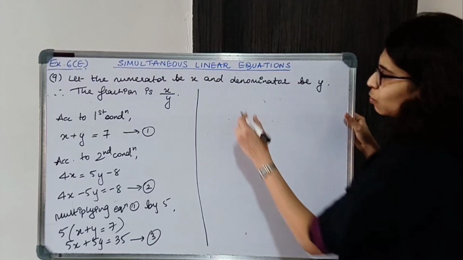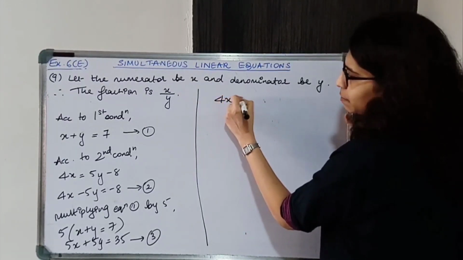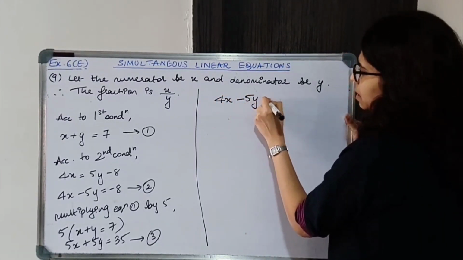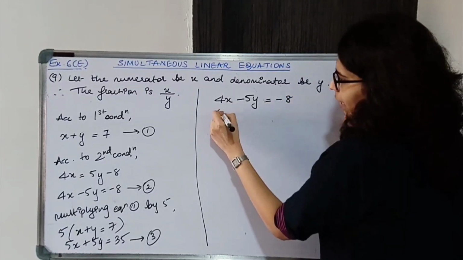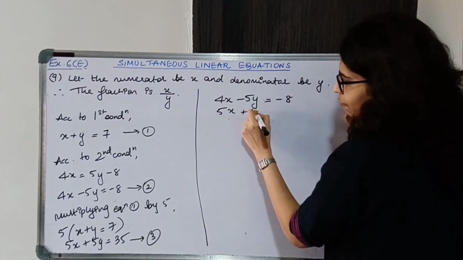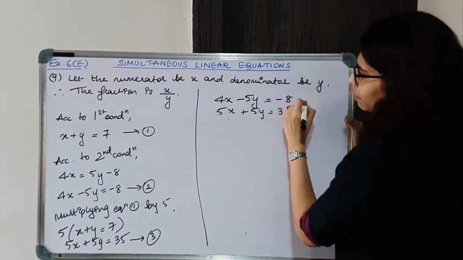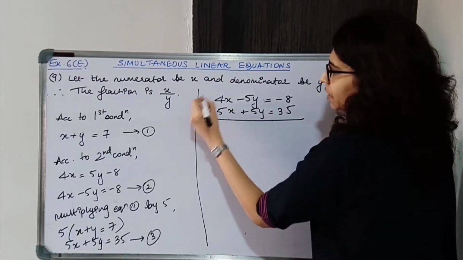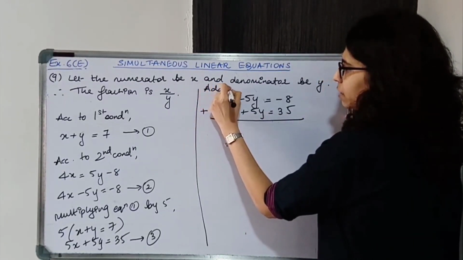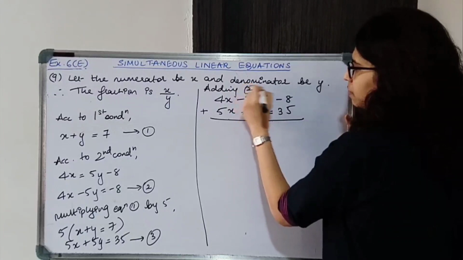Okay, so 4x minus 5y is equal to minus 8, and 5x plus 5y is equal to 35. We'll add these two equations. Just write down adding 2 and 3.